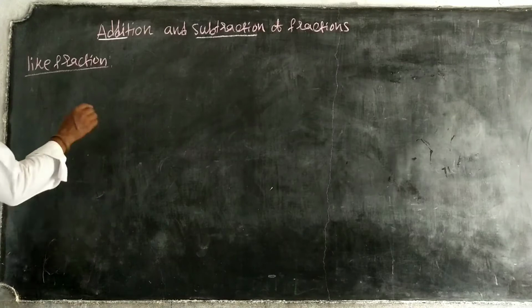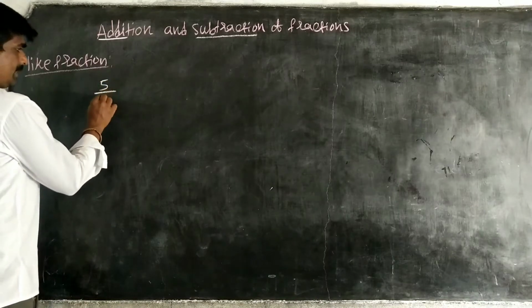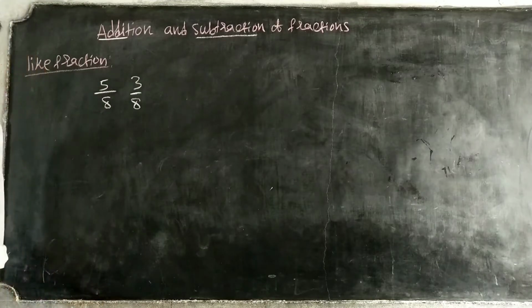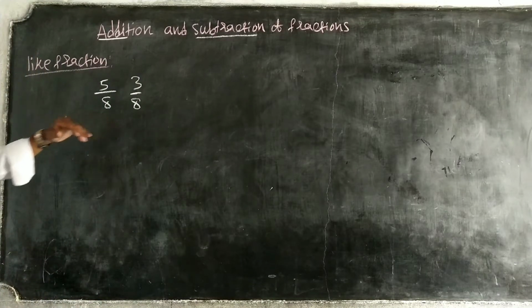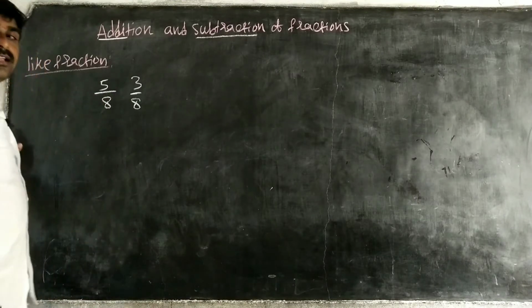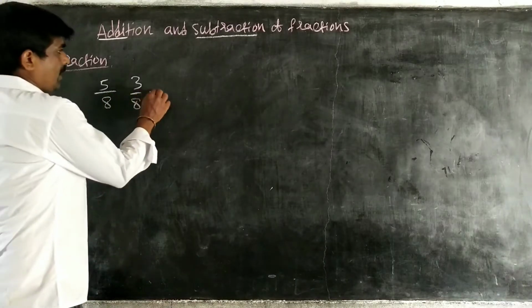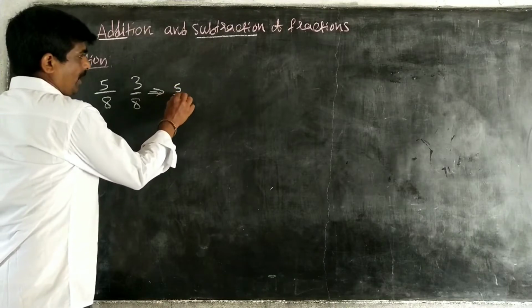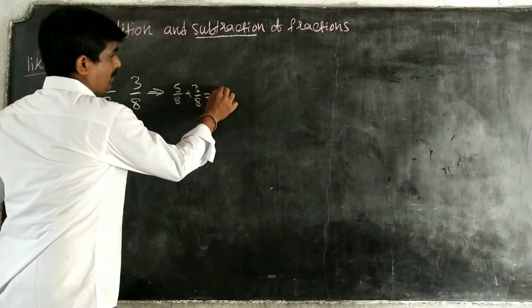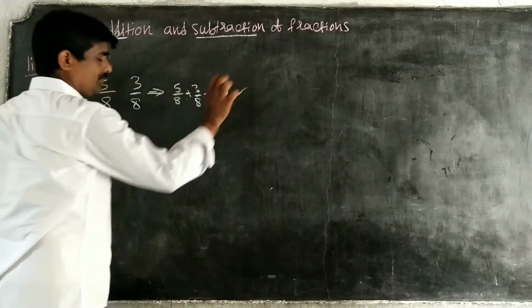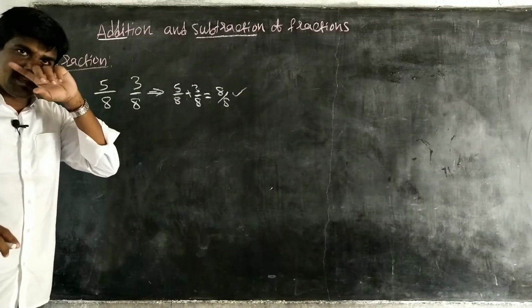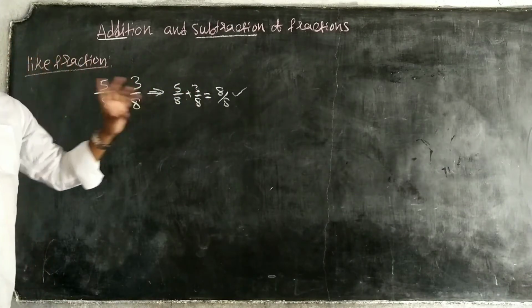First, for like fractions, I am taking 5 by 8 and 3 by 8. Two like fractions. So how can we say they are like fractions? If denominators are equal, they are like fractions. So we are adding: 5 by 8 plus 3 by 8 is equal to 5 plus 3, 8 by 8. That's enough. So if denominators are equal, we simply have to add the numerators.